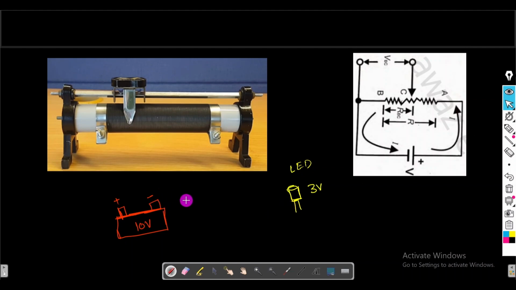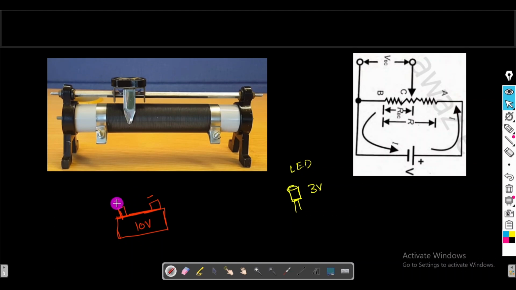We need some device between these two, this LED and this battery, in order to reduce this voltage from 10 volt to 3 volt, which will then be used by the LED. So that intermediate device here is that same rheostat. This rheostat will reduce the voltage from 10 volt to 3 volt, and safely this LED will be on.